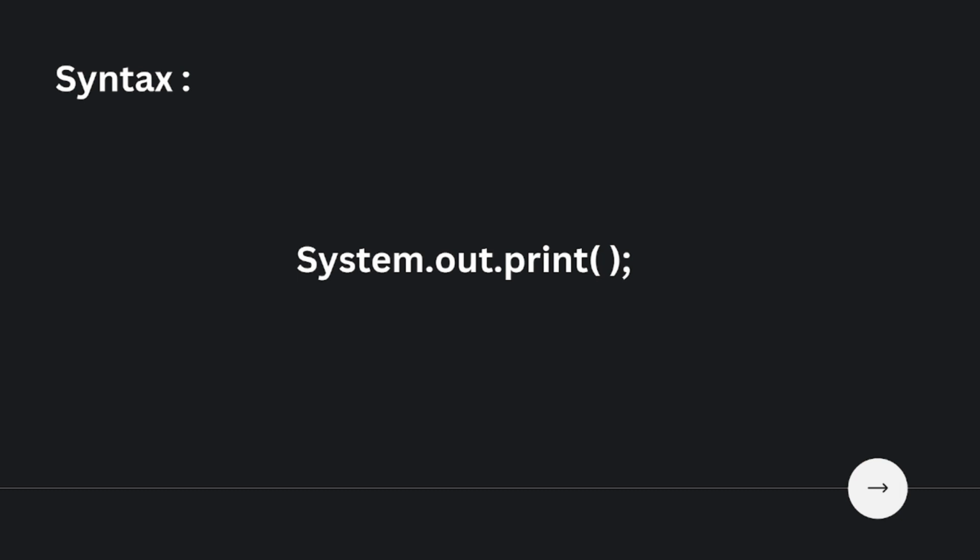It's System.out.print, and then we have open and closed parentheses within which we will be writing our message that is to be printed. In order to print a message in string form, we make use of double quotes, and then we end this whole statement with a semicolon, as you can see on your screen.